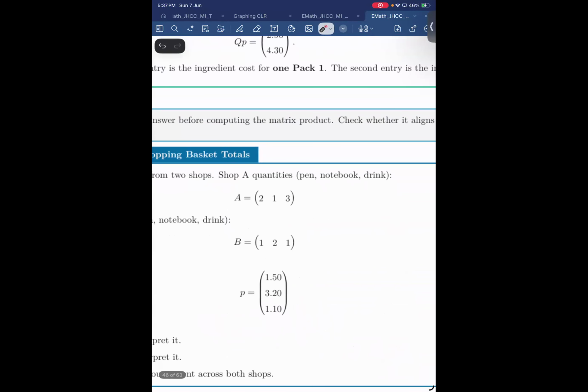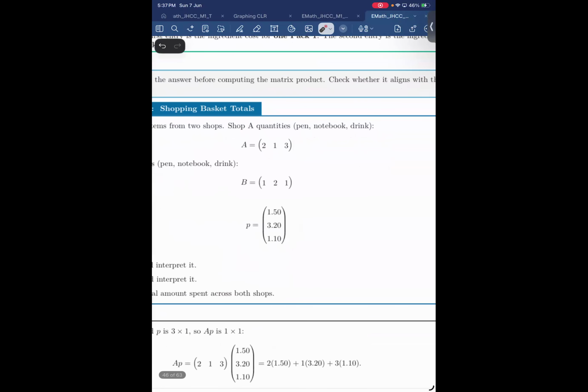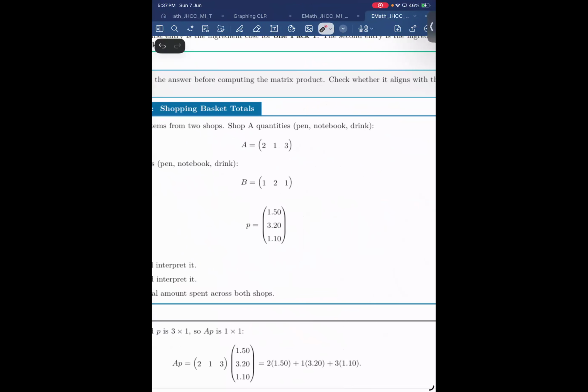Okay, this one also I'm going to go through, but I won't spend too much time on it. Okay, let's do the short answer. This matrix multiplication is very easy. In the exams, usually they'll give you something like a 2 by 3 to multiply. So shop A is 213 and shop B is 121, and then the unit prices are as such.